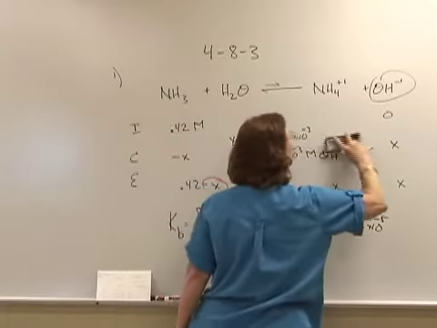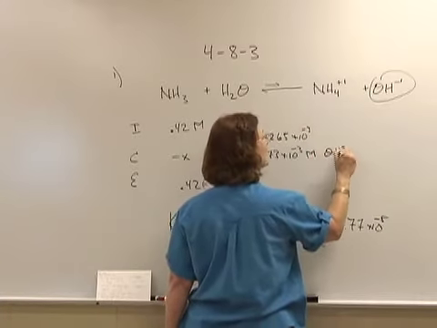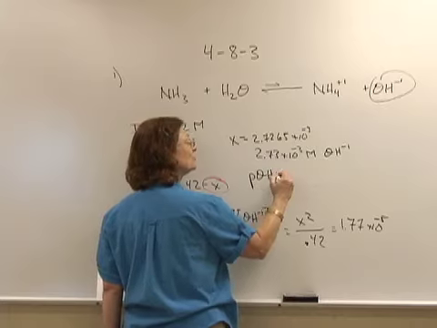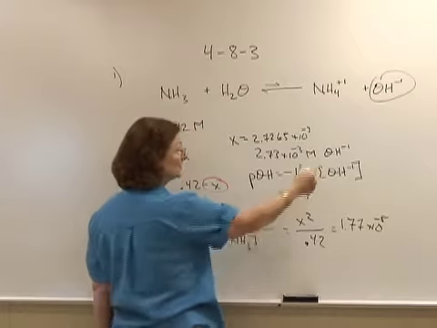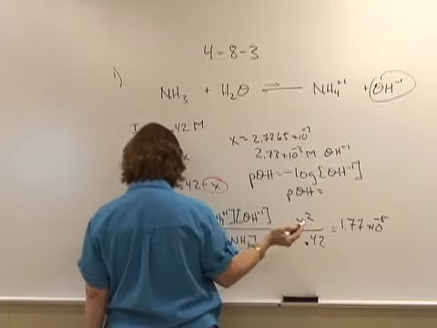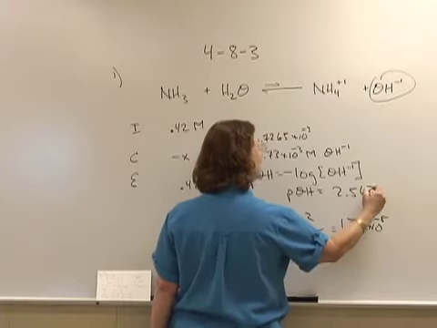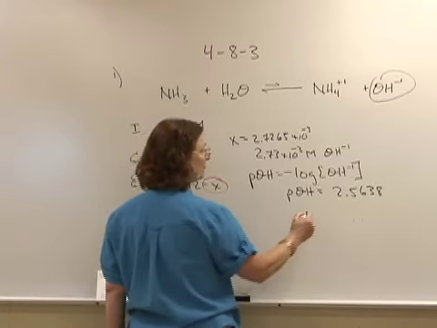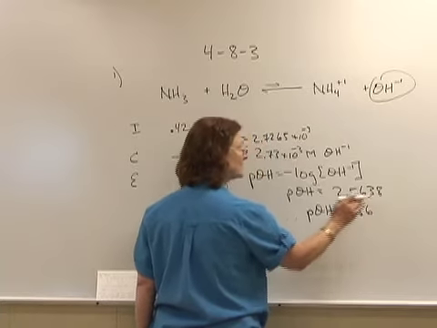I'll just erase this part to give us more room. Molarity of the hydroxide ion. Then, when I take the log, the pOH is equal to minus the log of the hydroxide ion concentration. And this is the concentration. When I take the log of it, I get the pOH. In this case, the pOH is 2.5638, and I always round this to the hundredths place. Therefore, my pOH is equal to 2.56. The 3 does not round the 6 up.